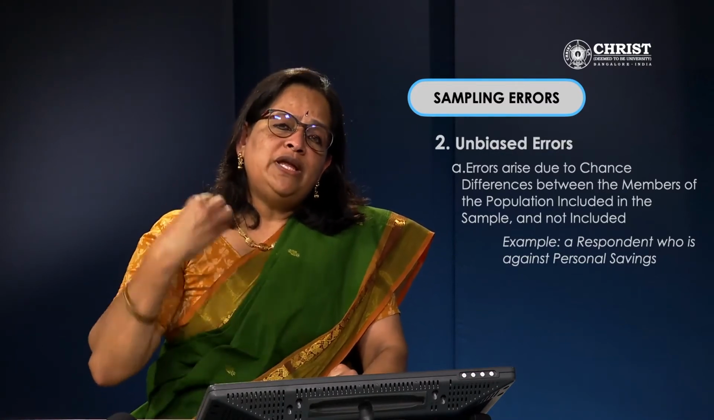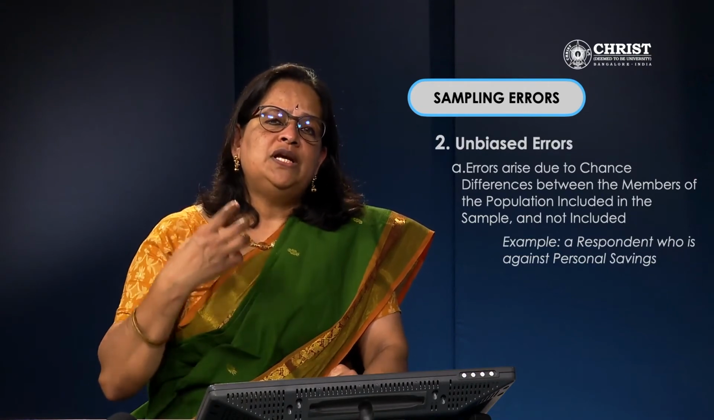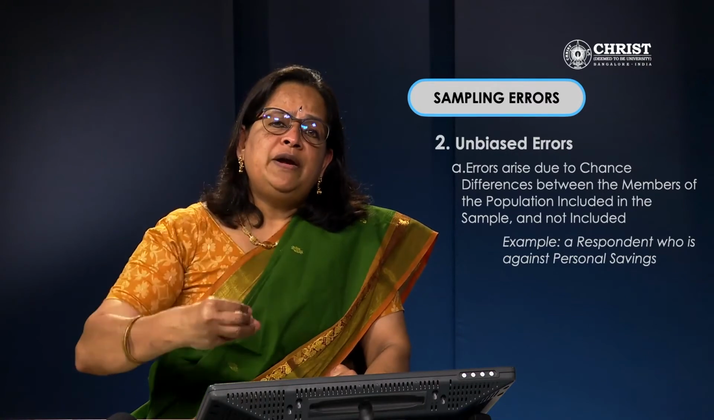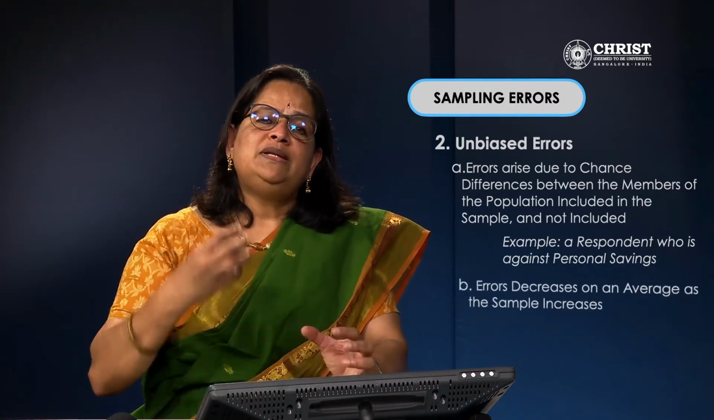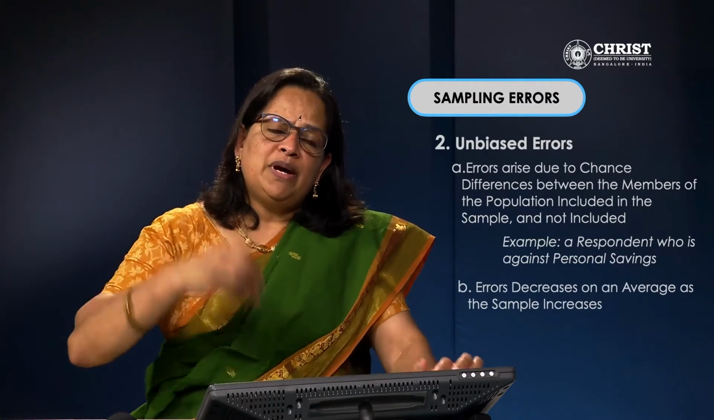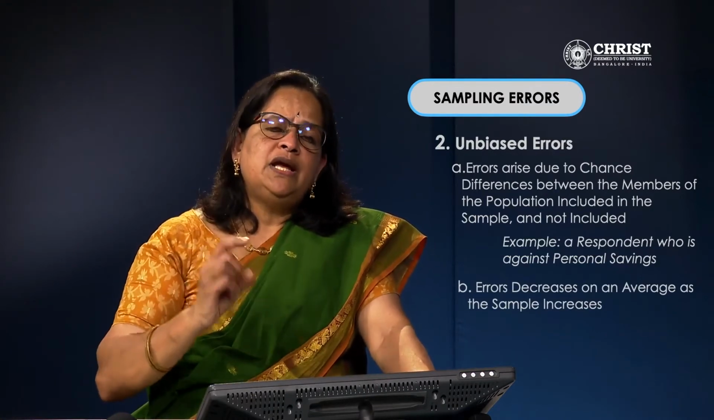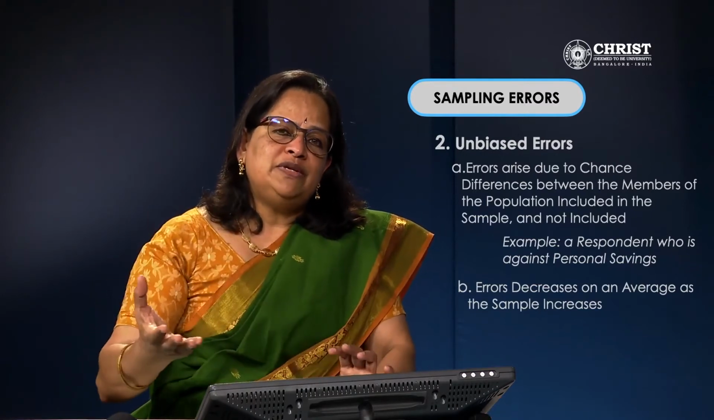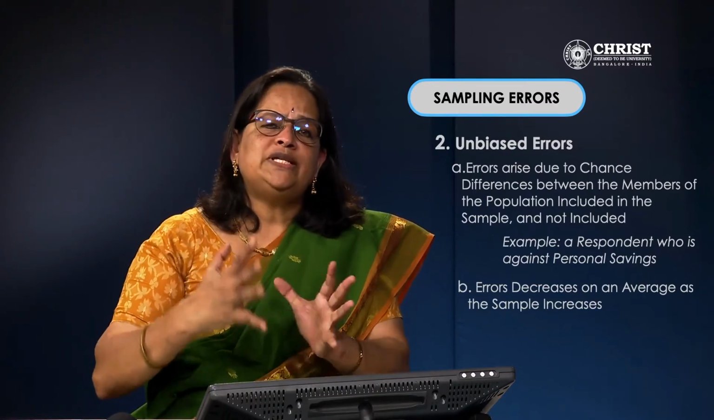He was telling that why India can't do that like a developed country. So this is completely, I have come across only one respondent like that. So unbiased error, you have to remember that these errors decrease on an average as the sample increases. So in my 500 respondents I collected, I came across only one respondent. So this will not increase like the previous case. Here only one or two cases we will see.